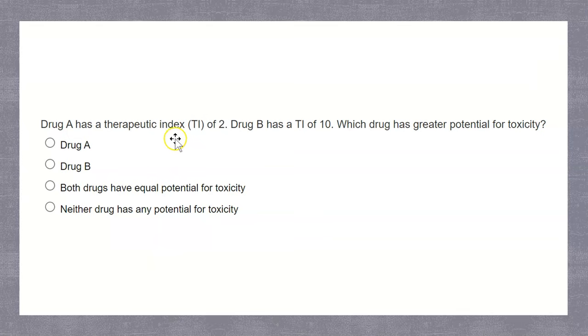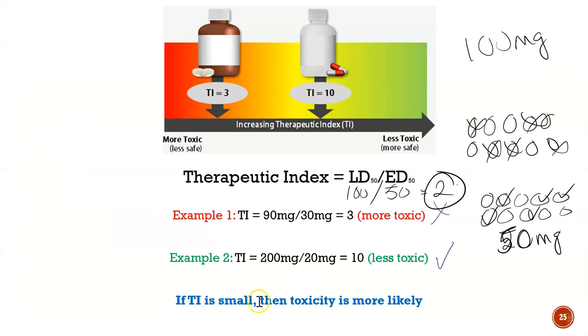Drug A has a therapeutic index of 2. Drug B has a therapeutic index of 10. Which drug has greater potential for toxicity? If you said drug A, you are correct because the lower the number, the more toxic it is. Remember this: the lower the number, the more toxic. You can see it's in the red zone. It's really bad. We like high numbers, when it gets to the green zone.